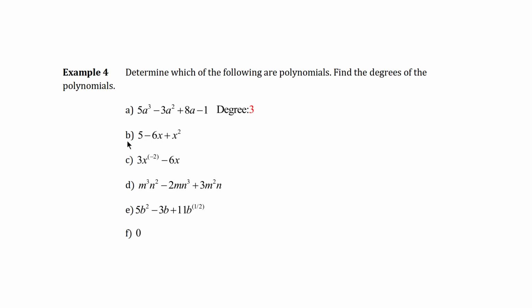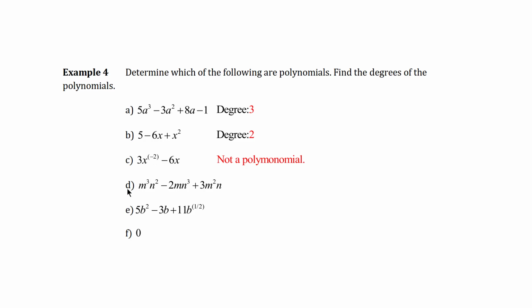For part B, we have the polynomial 5 minus 6x plus x squared. The highest exponent we have here is 2, so the degree would be 2. For part C, we have 3x to the negative 2 power minus 6x. This is not a polynomial because the exponent on the 3x is a negative 2. We can only use whole number exponents.